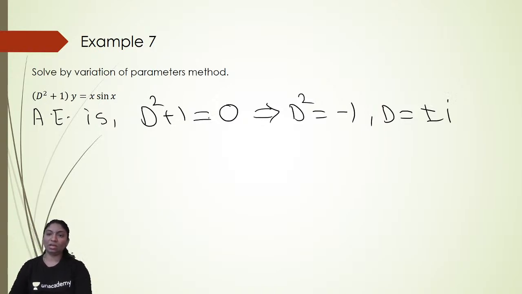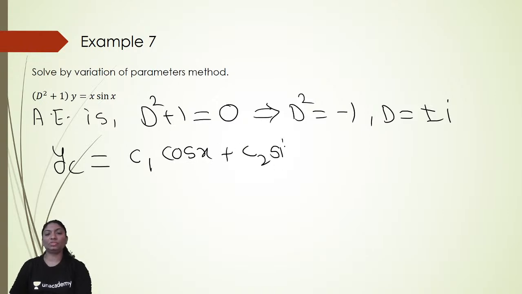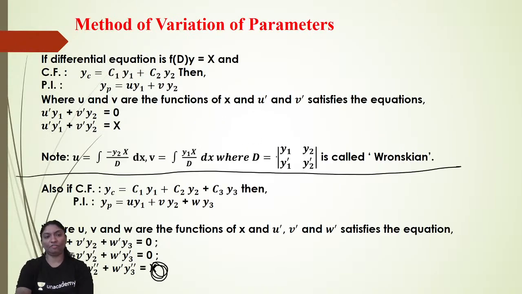Now the roots are complex. So we can write yc equals e raised to alpha x into c1 cos beta x plus c2 sin beta x. Here alpha is equal to 0, so e raised to 0 is 1. Here beta is equal to 1. So yc equals c1 cos x plus c2 sin x. Now you see the general form of this.